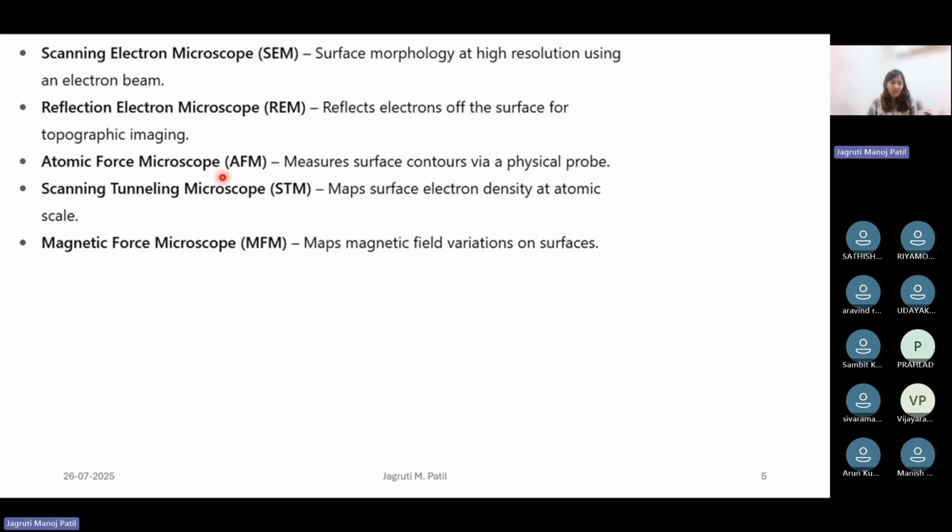Next, you have AFM, the atomic force microscope, which helps you measure different surfaces and contours via a physical probe. People use this when imaging DNA, or cages, or structures which have different parameters, or fibrous structures. For imaging those kinds of structures, they use AFM. Then you have other probe microscopes, one through magnetic field, another through electron density.